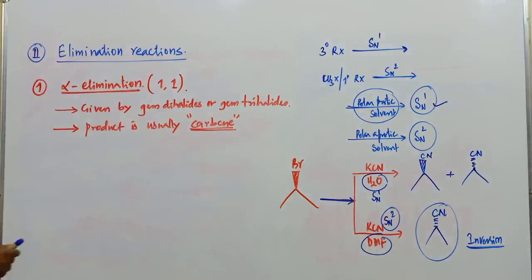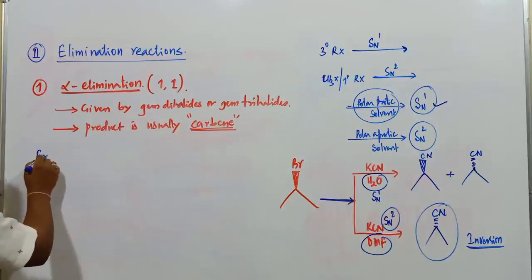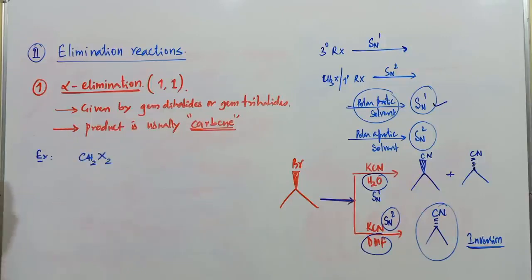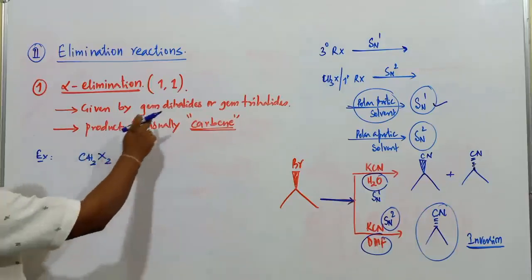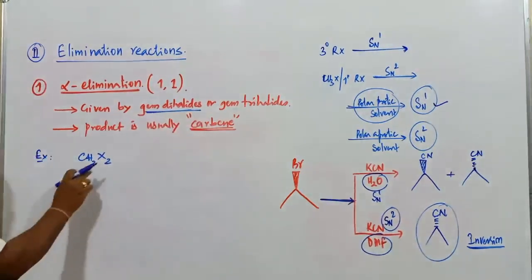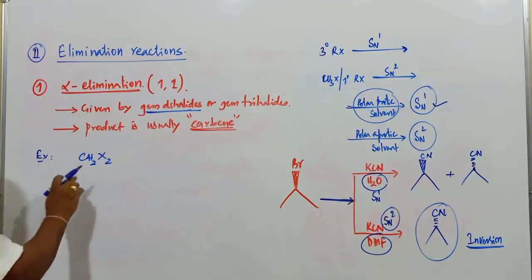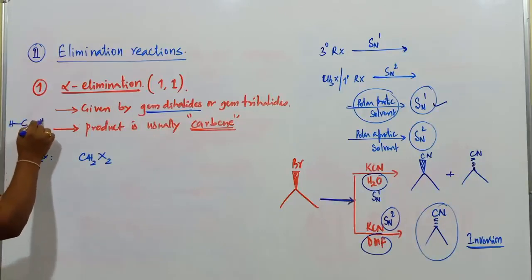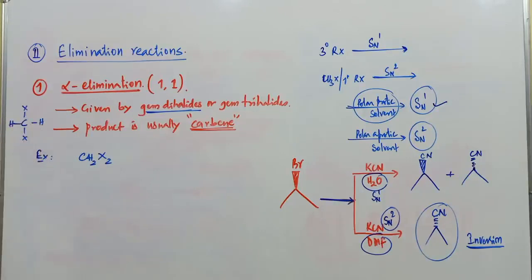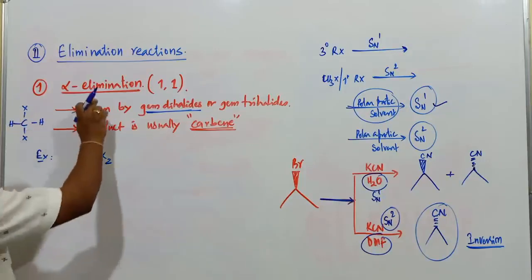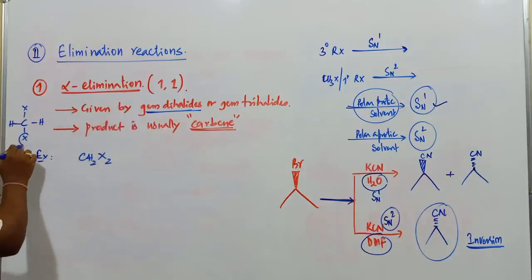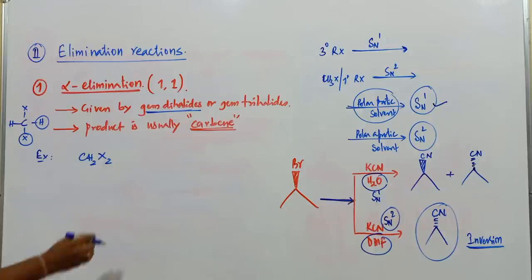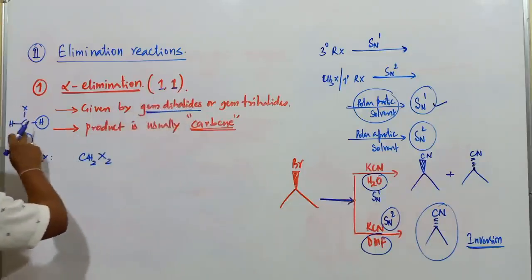If I go with one simple example, CH2X2. CH2X2 is an example of a gem dihalide. Two halogen atoms are present on the same carbon atom. In alpha elimination, this is carbon, this is hydrogen, this is hydrogen, this is halogen, this is halogen. In alpha or 1,1 elimination, elimination of atoms or group of atoms takes place from the same carbon atom. 1,1 elimination means it is very clear: elimination takes place from the first carbon atom itself.